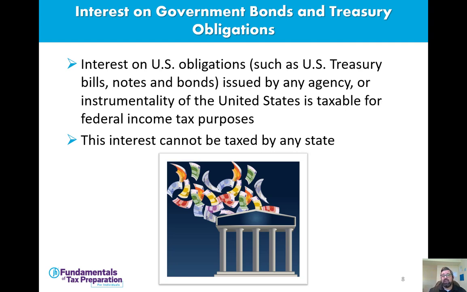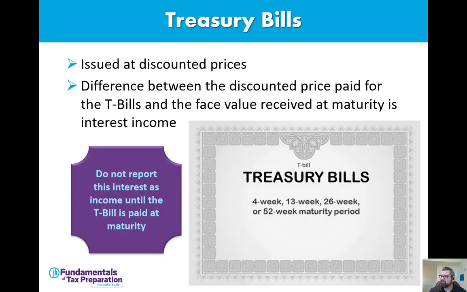The opposite is true when it comes to like a state or municipal bond. The federal cannot charge you tax on that interest. Okay, so it's a little backwards than what you might think, but just remember that if it's federal, it's not taxed at the state, and if it's state, it's not taxed at the federal. Okay, so hopefully that is somewhat clear for you. So it talks about treasury bills and how they're discounted, and that's way beyond the information that we need here.